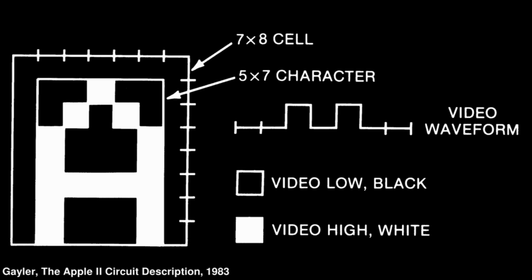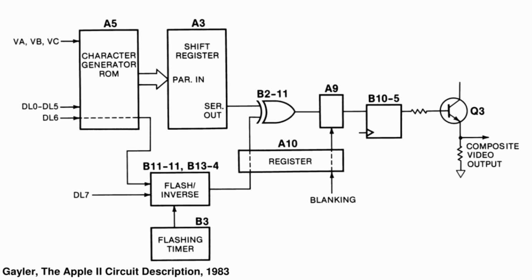The desired waveform has 2 humps corresponding to the 2 white pixels. Here's Gaylor's block diagram of the circuitry used for text mode. The byte for the character, say an A, arrives encoded on 8 wires on the left, along with VA, VB, and VC, which tell us which row to display.